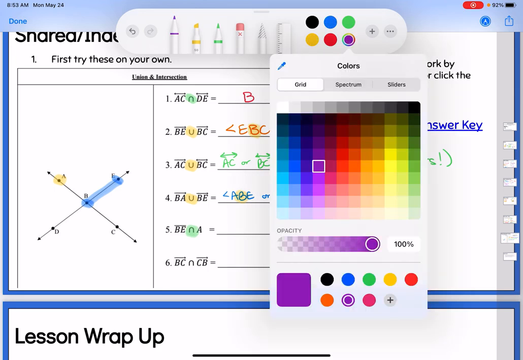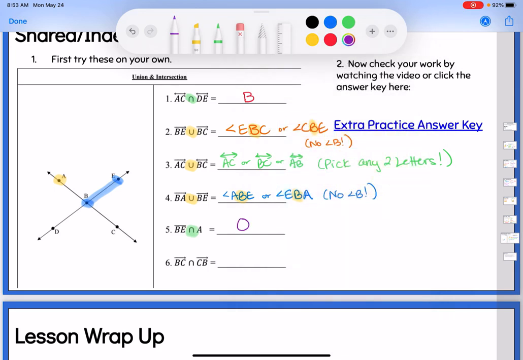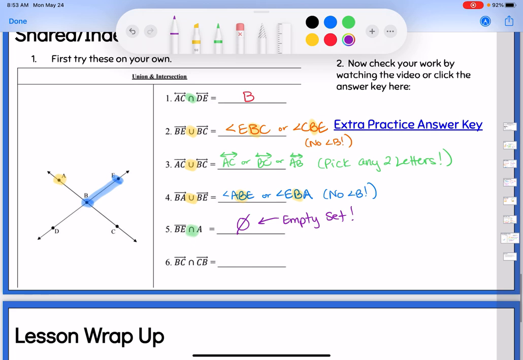So this is what we call the empty set, okay? Don't say no solution. We're not talking about solving anything. The set of answers here is empty. And we use that circle with the slash through it, right? This is what we say when we say that there's nothing that overlaps. They don't touch at all. It's called the empty set, and that's the symbol that you would use. Maybe you've seen it before, okay?